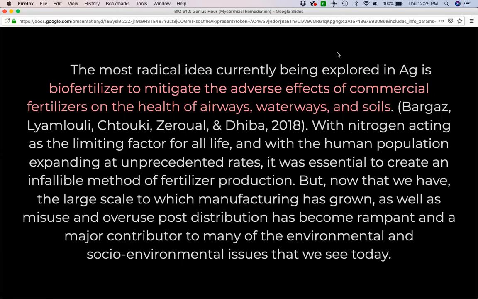The most radical idea currently being explored in agriculture right now is the use of these biofertilizers to mitigate the adverse effects of commercial synthetic fertilizers on the health of airways, waterways, and soils. With the human population rapidly expanding, there was an initial need to create these synthetic fertilizers so that crop production could increase. And now we're seeing that misuse and overuse of fertilizers has become rampant and created some of the major environmental and socioeconomic issues that we see today.